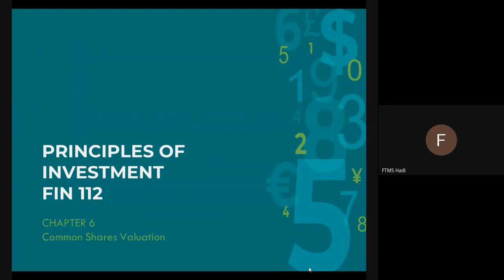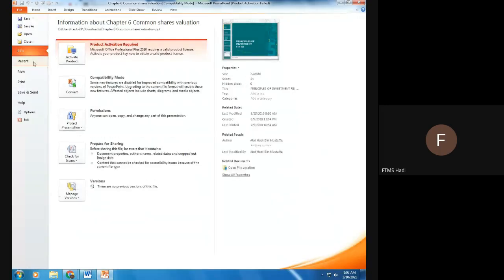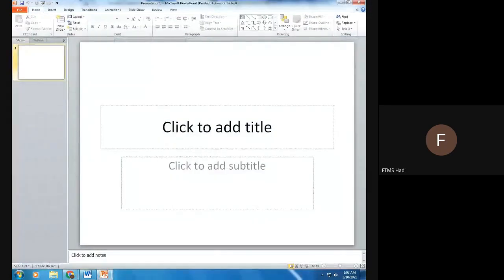Before that, I want to illustrate to you how common shares work before we go directly to the content. We're talking about common share. Let's say this is a company. We call it ABC Berhad.